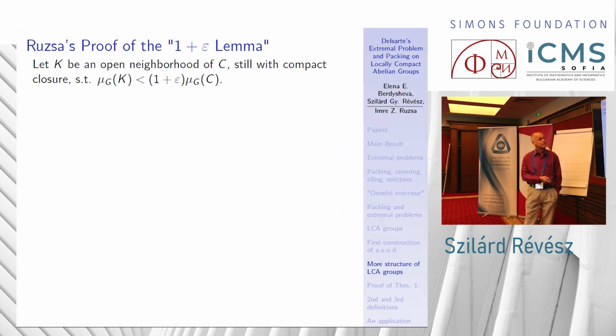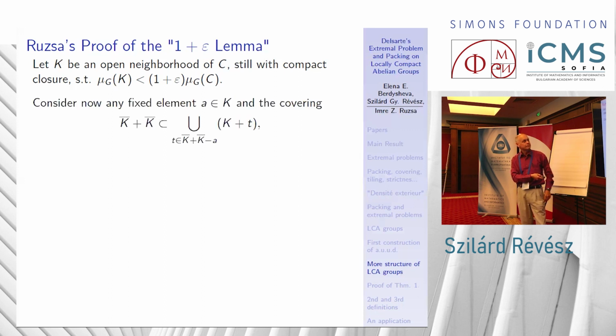So let K be an open neighborhood of C, still with compact closure, so that its measure is not much larger than that of C. C was a compact set that is given at the outset, and we want K to be open; because of outer regularity of the Haar measure, the measure of C can be arbitrarily approximated by an outer open set. Okay, so fix any element A of K and consider this covering. K closure, which is a compact set, plus K closure is of course contained in this set. Every point is contained in this.